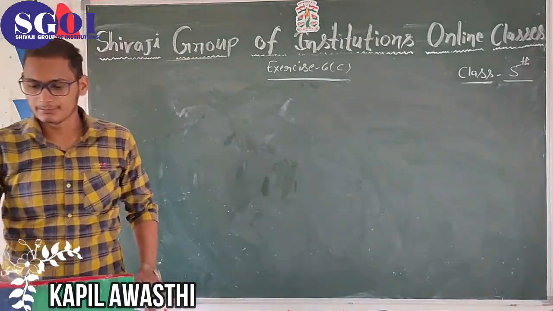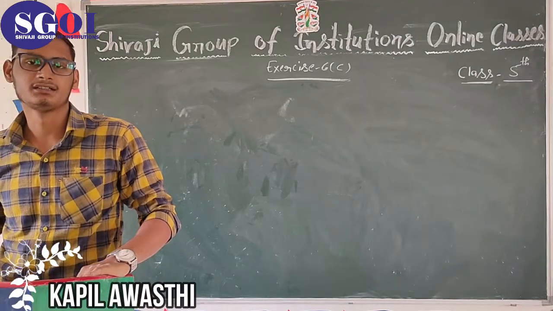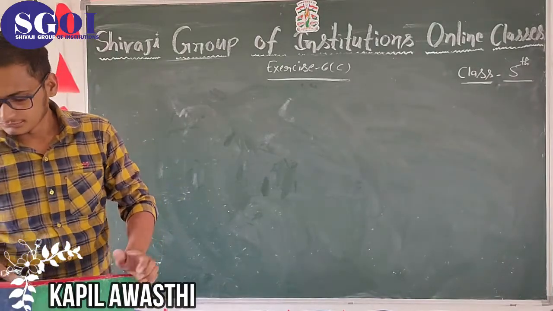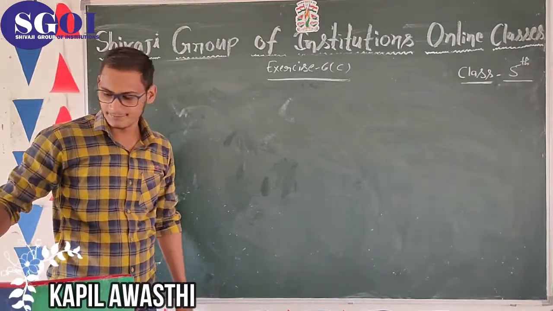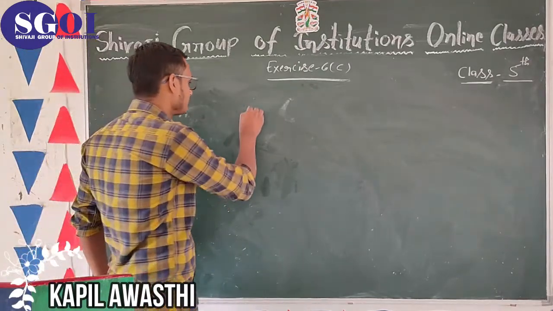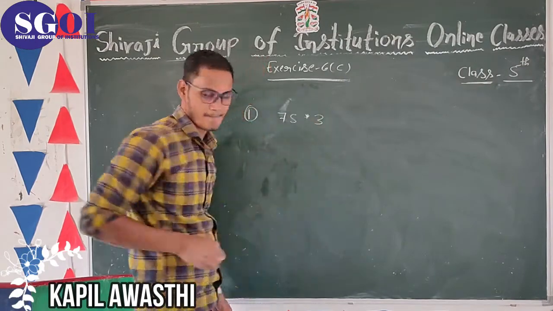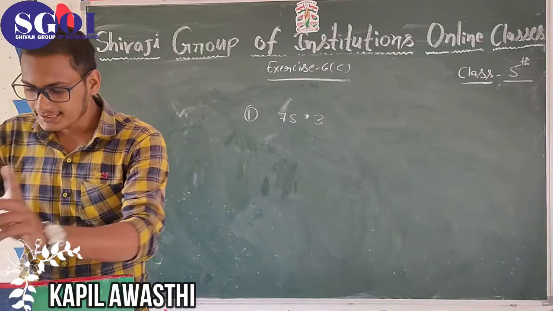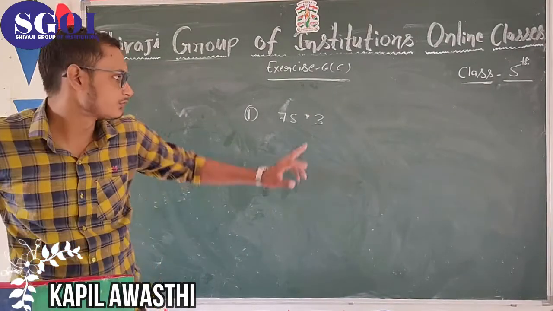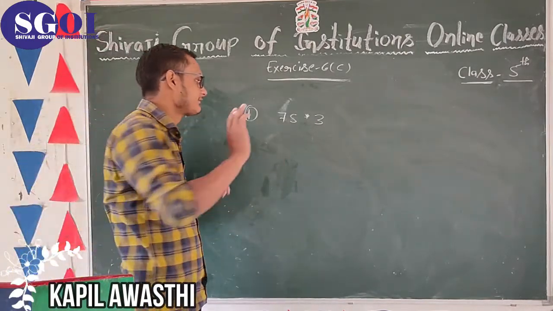In each of the following numbers, replace star by the smallest number to make it divisible by 3. We have to find the smallest number to make it divisible by 3. In the place of star, the first number is 7, 5, star, 3. This number is divisible by 3, so we have to fill in the smallest number so that the number is divisible by 3.